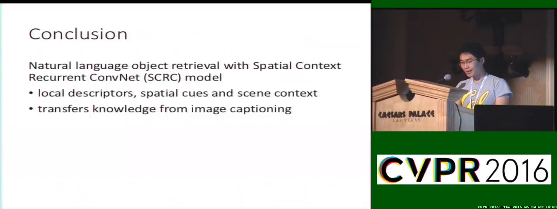To sum up, in this paper, we addressed the Natural Language Object Retrieval task with the Spatial Context Recurrent ConvNet, or the SCRC model, which is an end-to-end trainable model that scores a candidate box based on its local image descriptors, spatial configurations, and global scene-level context. The SCRC model also transfers visual linguistic knowledge from additional image captioning data through pre-training. This is aligned with the purpose of Lisa Hendricks' work on Monday, which also transfers knowledge from additional unpaired data to help image captioning on novel objects.